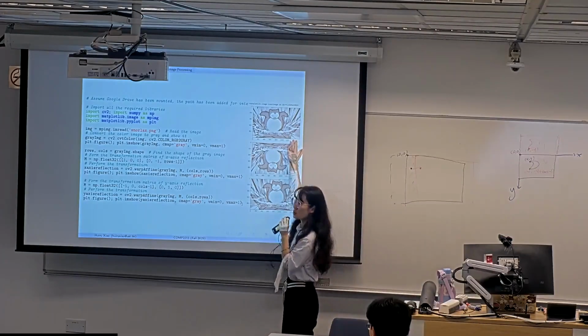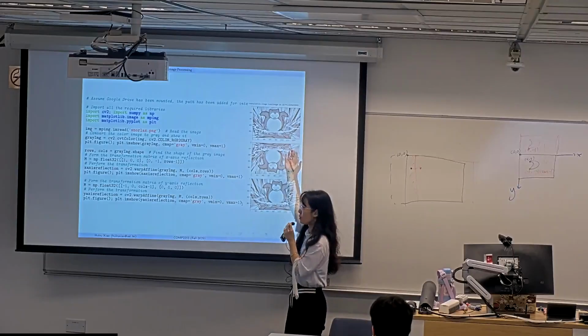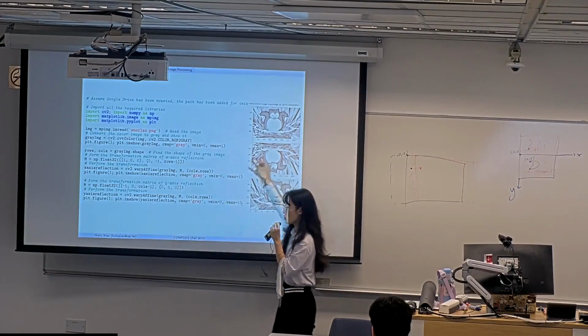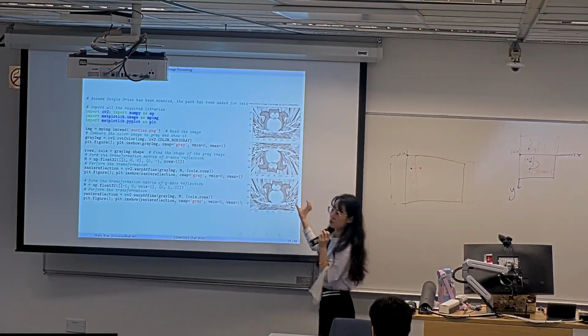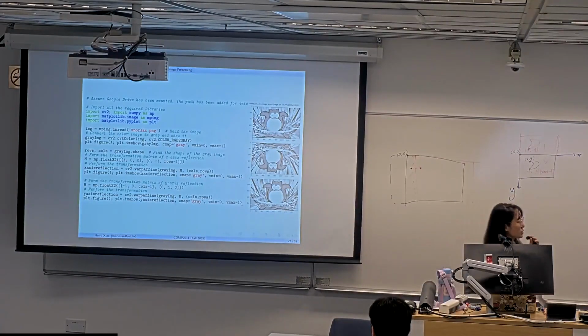So basically, in the original image, you first do the reflection or flipping to this side and then shift it back so that it becomes this one. All right, so any question regarding the image reflection?